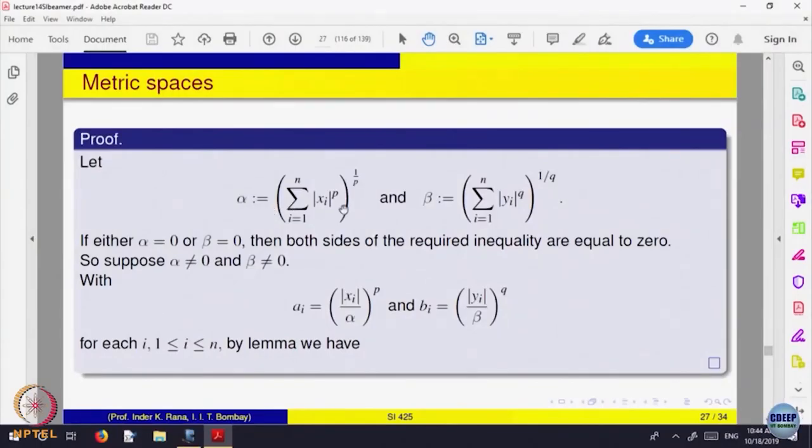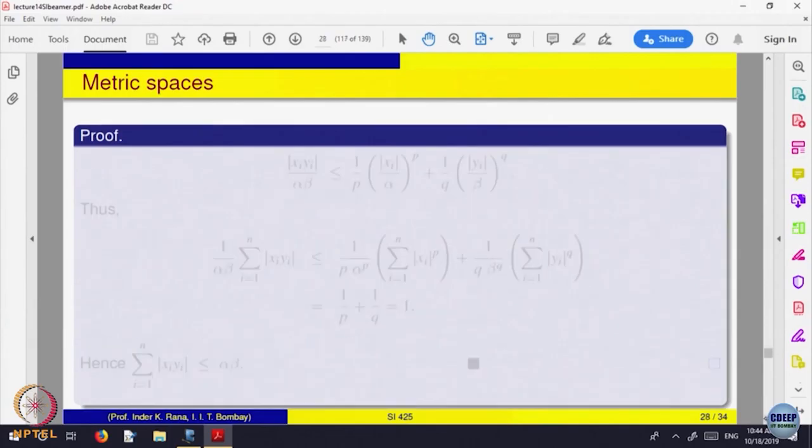Divide by alpha, the norm, where the norm is to the p raised to power 1 over p. So, divide the vector, each component by alpha, and each component by beta. Call this a_i, call this b_i. Apply that lemma: a raised to power p into b raised to power q is less than or equal to, right. So, apply that with each a_i.